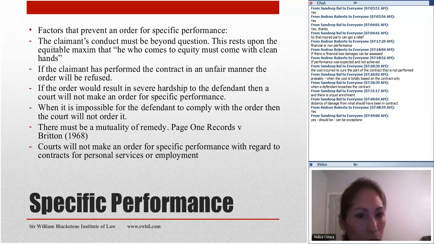And also, courts will not make an order for a specific performance with regard to contracts for personal services or employment. And also, contracts which require the constant supervision of the court are unlikely to be the subject of an order for a specific performance.